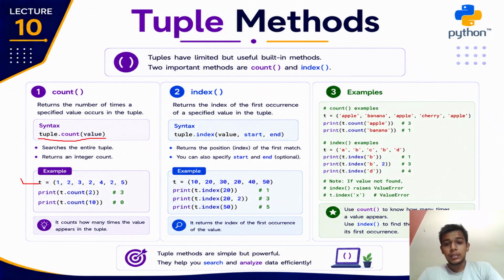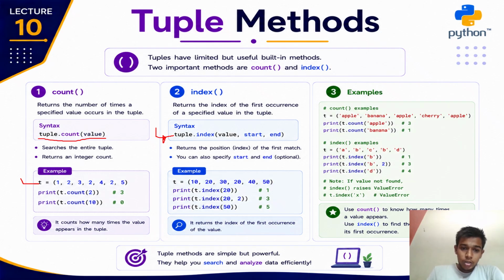Now the index method. It returns the position of the first occurrence of a value inside a tuple. Its syntax is also very simple. You can see here tuple.index(value, start, end). Here start and end parameters are optional. If we don't provide them, Python searches the entire tuple. Now look at the example.